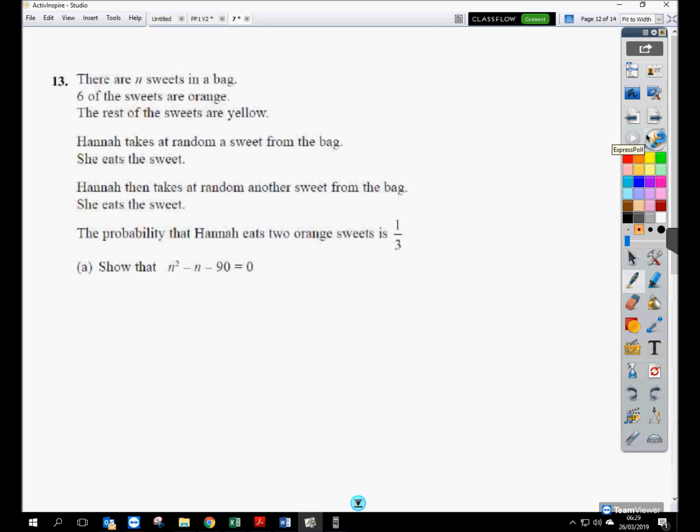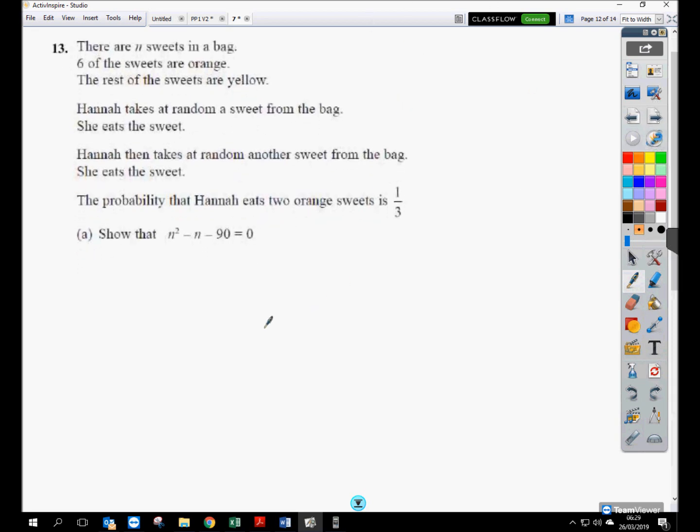So, probability and algebra. There are n sweets in a bag. 6 of the sweets are orange, the rest of the sweets are yellow. So it's n, how many is in the bag, minus the number of orange, which is 6.